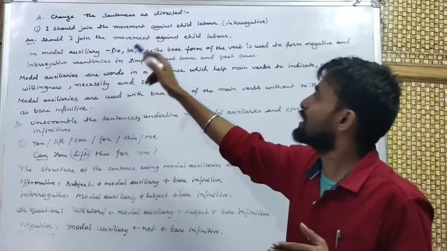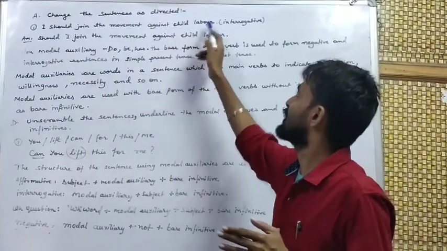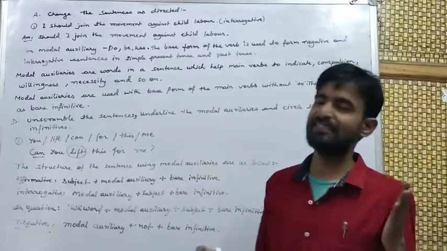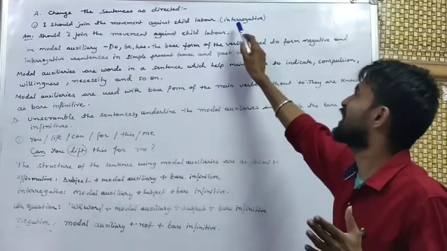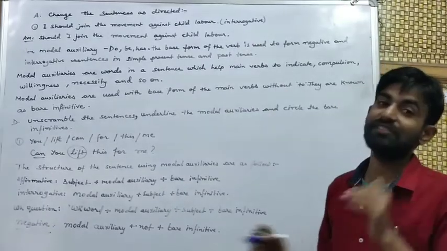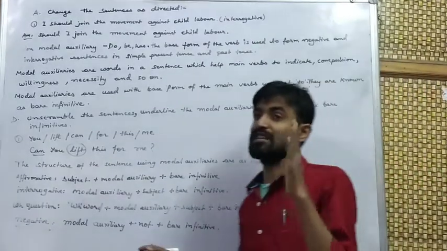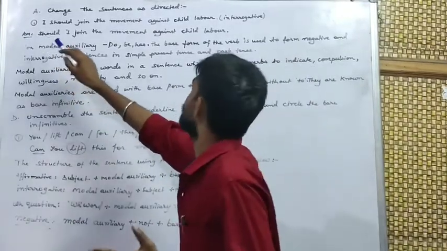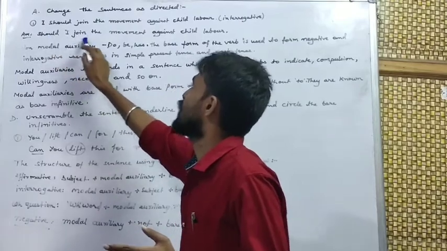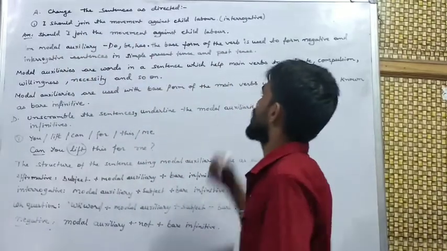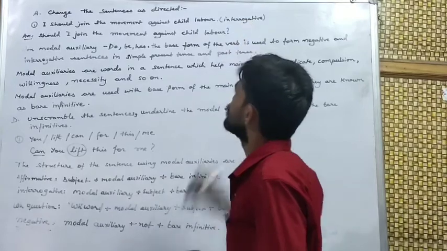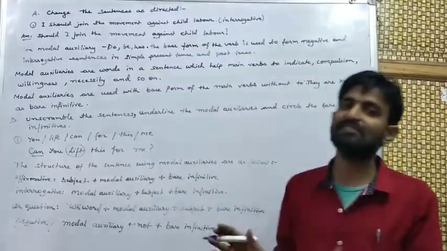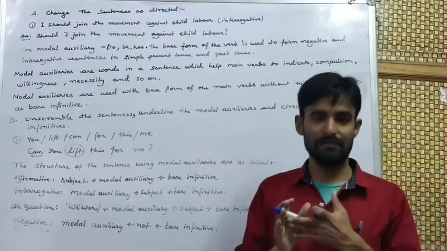I have taken an example, a sentence: "I should join the movement against child labor." This is an assertive sentence. What is the direction here? The direction is interrogative. We have to change this sentence into interrogative. So I change this sentence into interrogative: "Should I join the movement against child labor?" This is the format for an interrogative sentence.